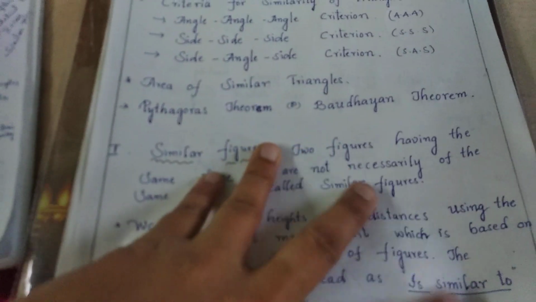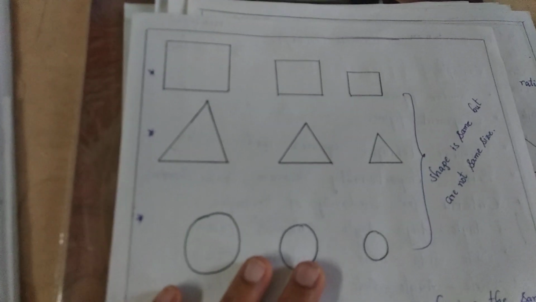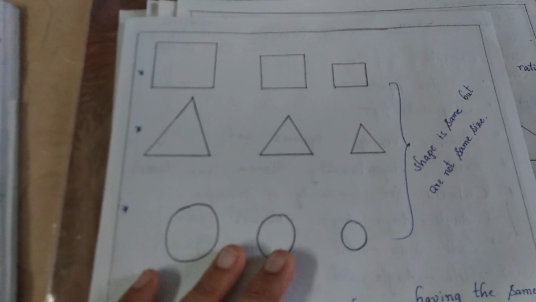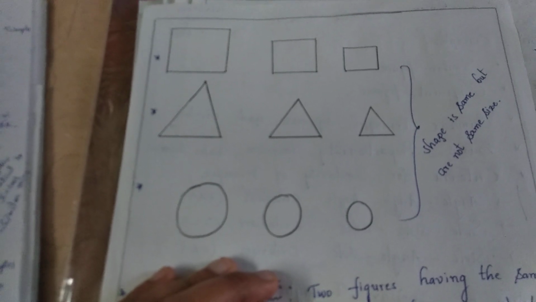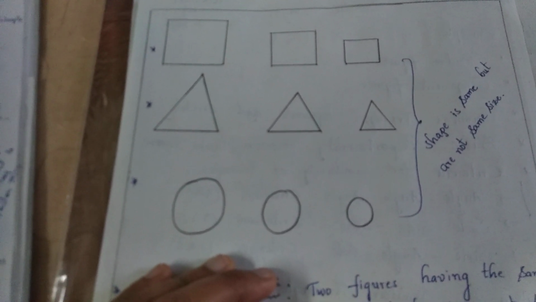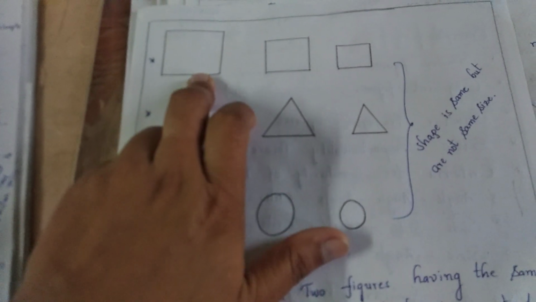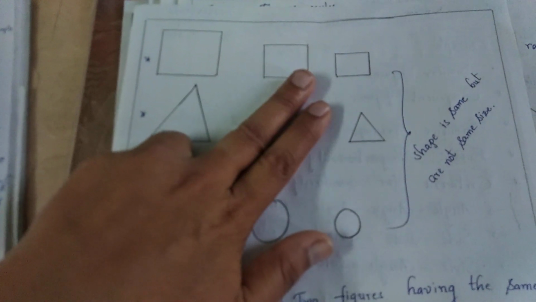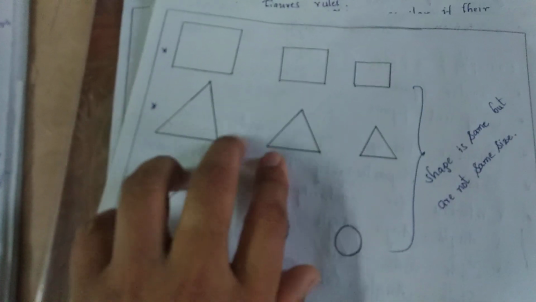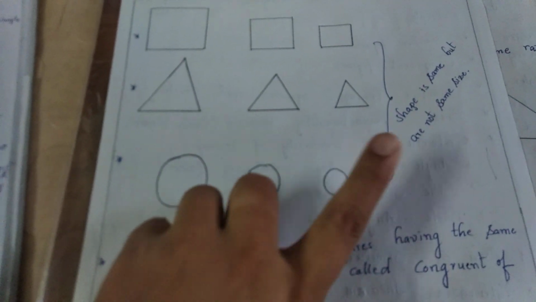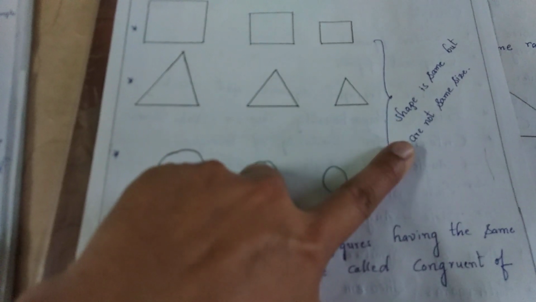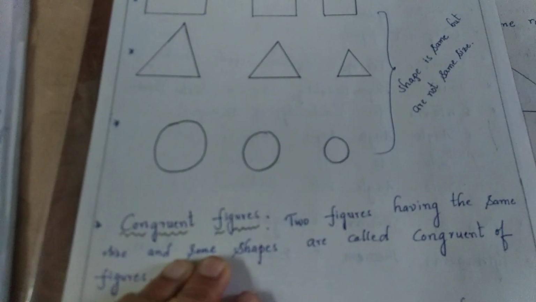So I gave some examples of similar figures. See, children, here I draw squares, triangles and circles of different sizes. The shapes are the same but the sizes are different. The squares, triangles and circles all have the same shape but are not the same size. Okay, children.